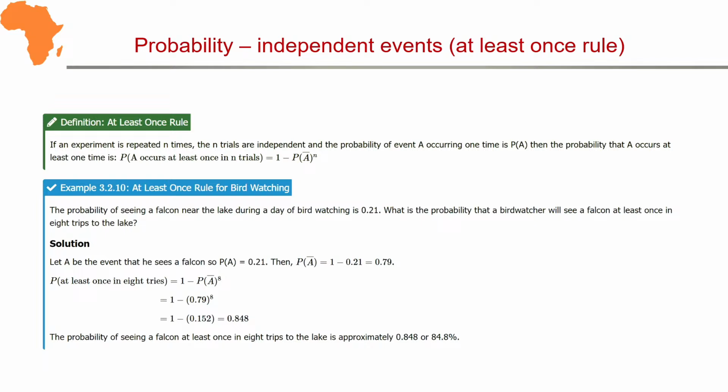These are rules I wanted to go back to. The example I was getting was, you know, falcons. It's a raptor. The probability of seeing a falcon near the lake during a day of bird watching is 0.21. What is the probability that a bird watcher will see a falcon at least once in 8 trips? It is 1 minus 0.79 raised to 8, which is approximately 0.848. The probability of seeing a falcon at least once in 8 trips is approximately 84.8%. Make sense?